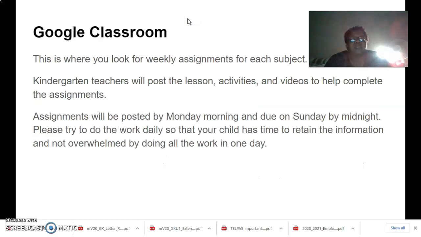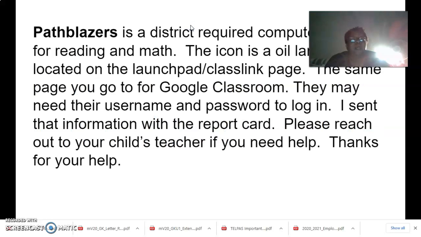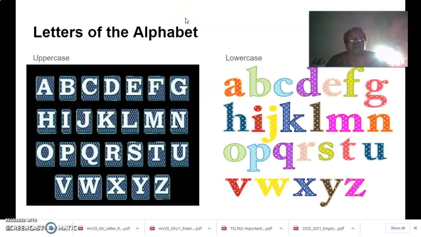Just remember to check Google Classroom for your lessons and activities that you may need. And we try to at least have it posted by Monday morning. This is just the Pathblazers. It's required for the students to use to help them with their reading and math.